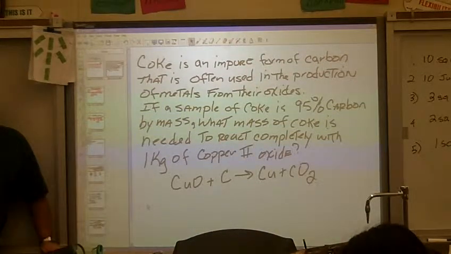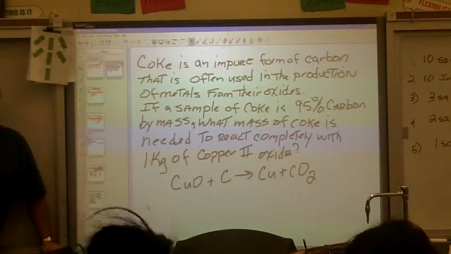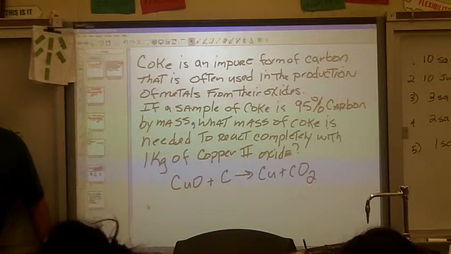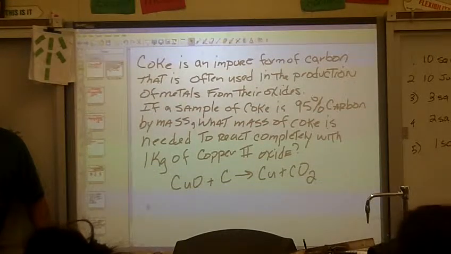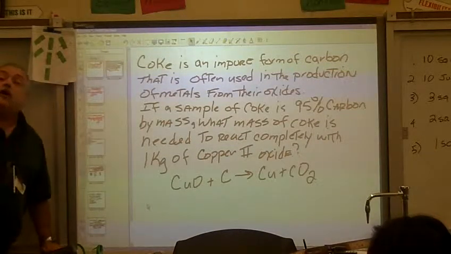Be careful as to what you think you have. In this problem, I only give you one thing, and that is how much copper 2 oxide I have, and that's it. I don't tell you how much coke I have. I don't tell you how much carbon I have. I tell you how much copper 2 oxide I have. That's the first part of stoichiometry. And what are you going to try to find? How much carbon?